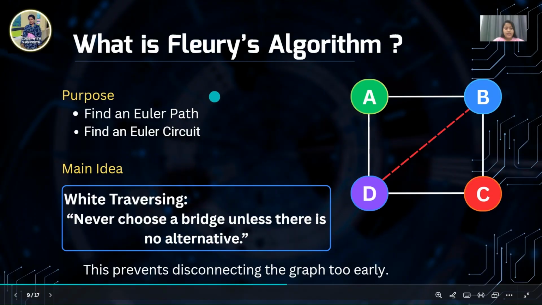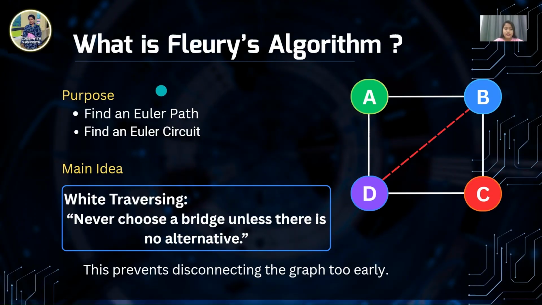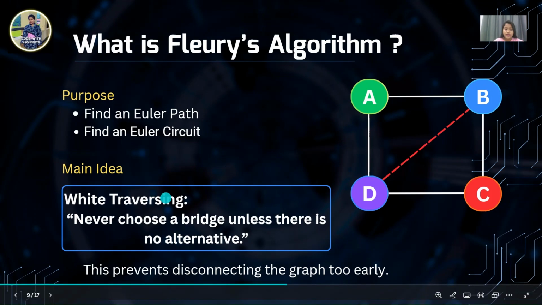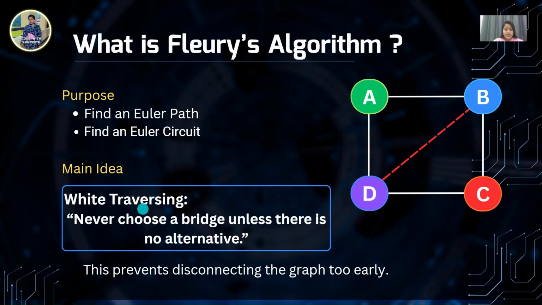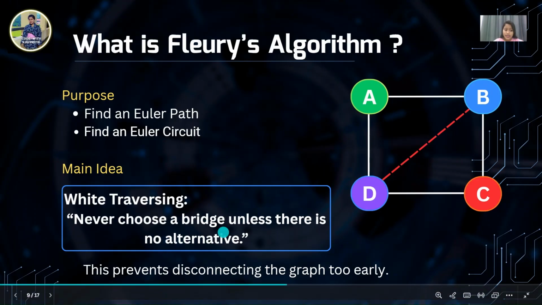Now, let's finally discuss Fleury's algorithm. The purpose of this algorithm is to find an Euler path and Euler circuit. The main rule is very simple. Never choose a bridge unless you have no other choices. It means never choose a bridge unless there is no alternative.